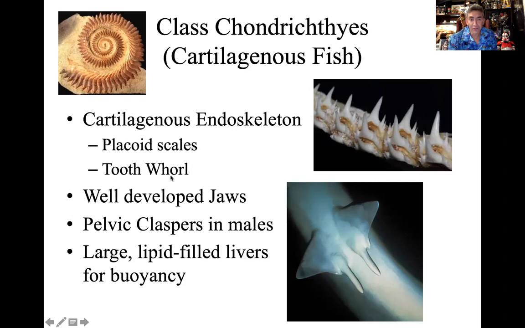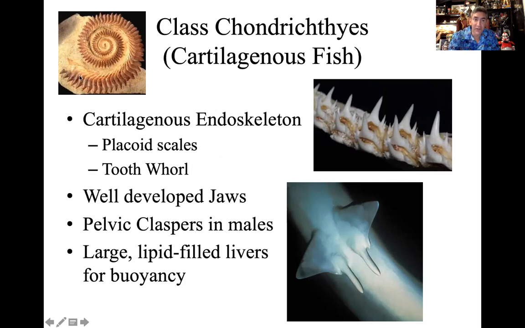A tooth whorl is also characteristic of Chondrichthyes. It varies from species to species, but a tooth whorl represents the idea that these fish don't have a set number of teeth. Like you and I, humans, we have our baby teeth, and once we lose those, we have our adult teeth, and that's all we get. So we basically have two sets of teeth through our entire lives. We don't have a tooth whorl. Cartilaginous fish do have tooth whorls.